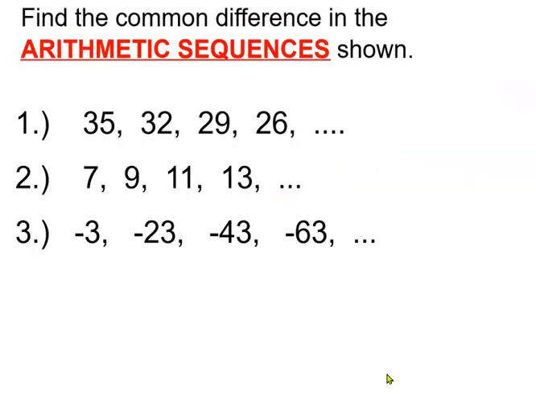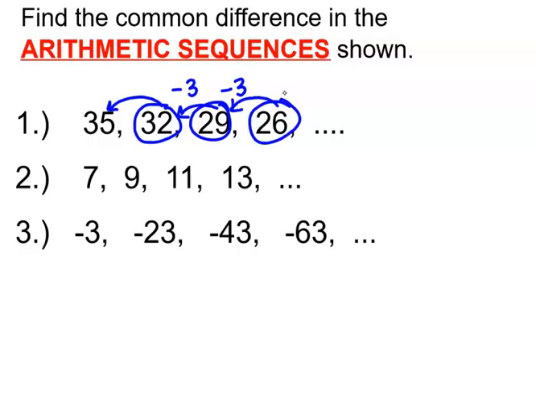Take a look at these 3 sequences shown here. Let's see if we can find that common difference. So if I take 32 and subtract 35, I get negative 3. And if I take 29 and subtract 32, I also get negative 3. And 26 subtract 29 is also negative 3. So the common difference is negative 3.